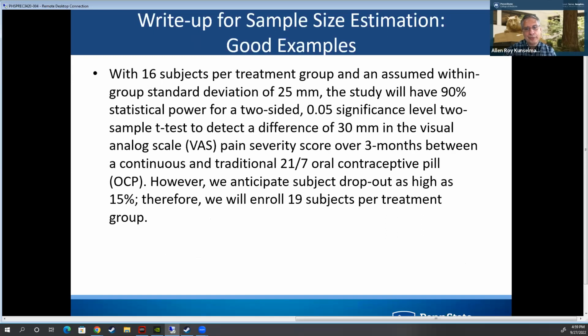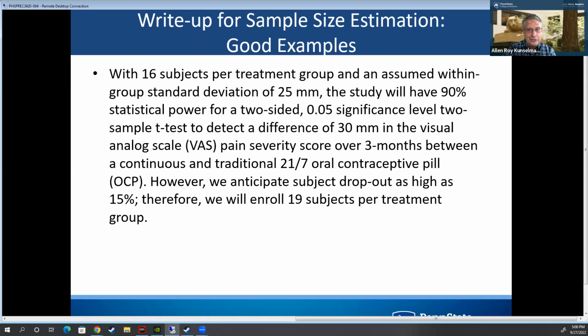So what are some examples of good write-ups? With 16 subjects per group and an assumed within-group standard deviation of 25 millimeters, the study will have 90% power for a two-sided 0.05 significance level, two-sample t-test to detect the difference. I can go on and on, you can read this yourself, but this tells us the power of the study is 90%. The standard deviation used was 25 millimeters. The type 1 error is 0.05.